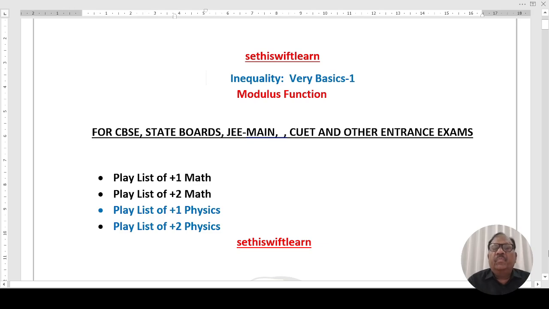Hello students, in today's session on inequality, the concept of the modulus function will be cleared through illustrations.